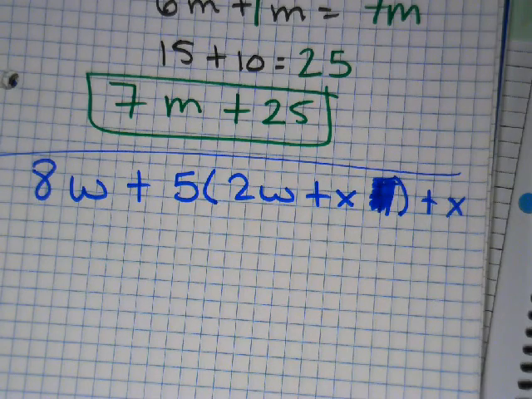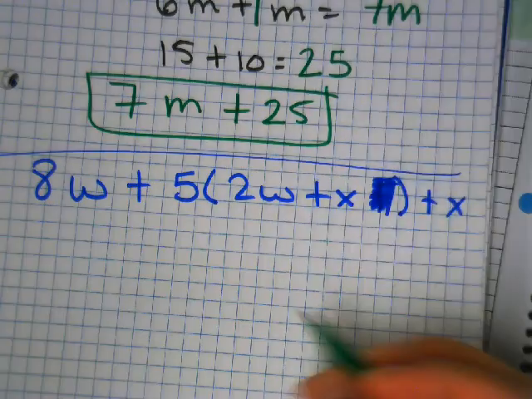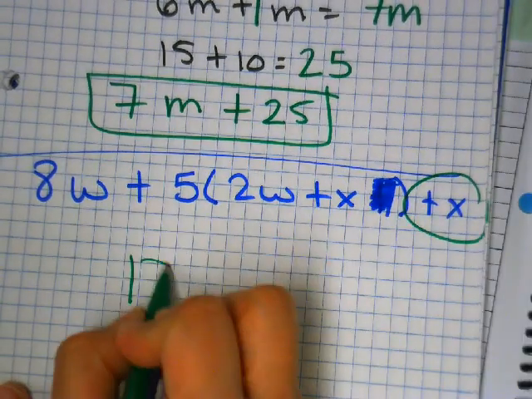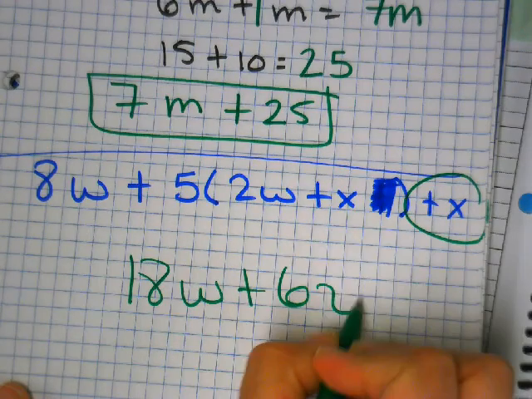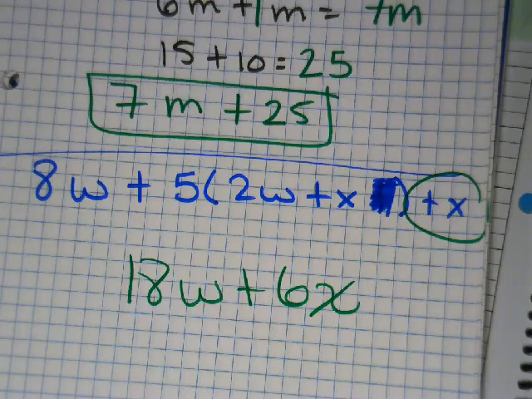What's your answer? 8W plus 6X. How many X's? 6. Yeah. Oh, I didn't see the other X. Told you. Because you only distribute inside the parentheses. Oh, I didn't see that.